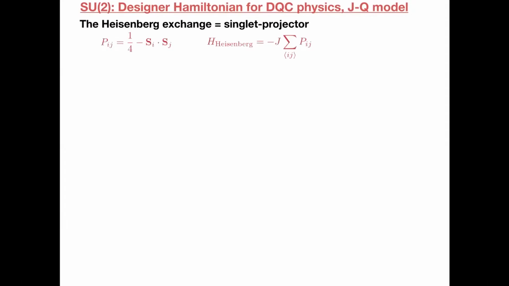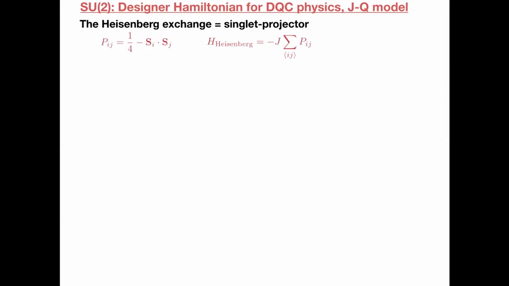I will only talk about SU(2), but I can mention, since in Shai's talk yesterday, he showed these comparisons between the theory as a function of N and numerical results as a function of N. These JQ models can also be very easily extended to any N, and those results that were shown were from these JQ models extended to SU(N). But today I will only talk about SU(2).